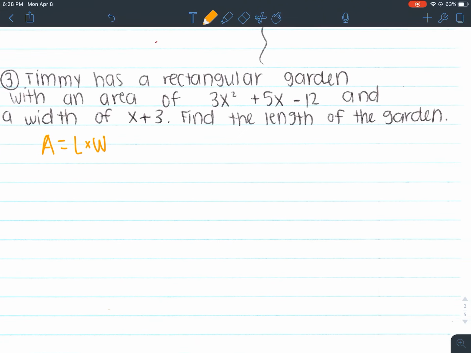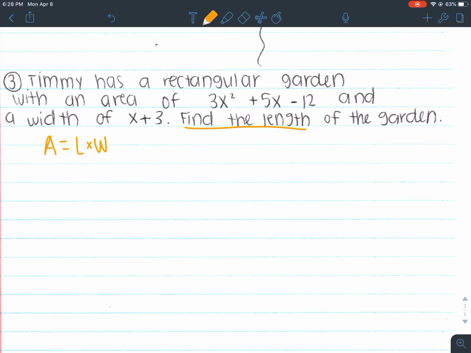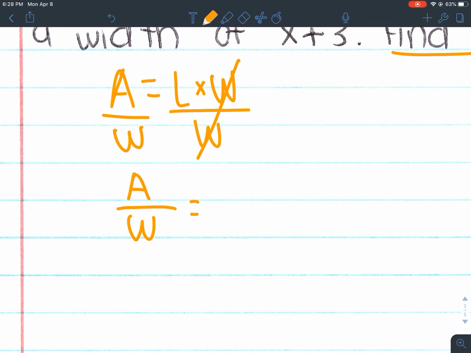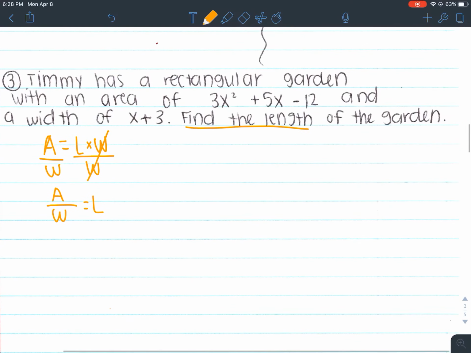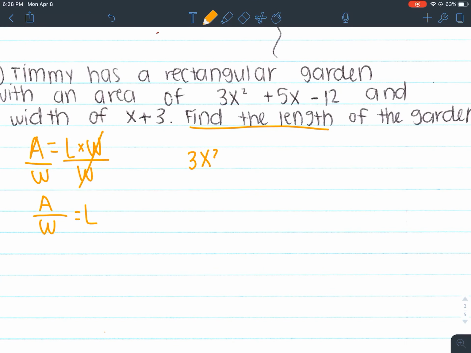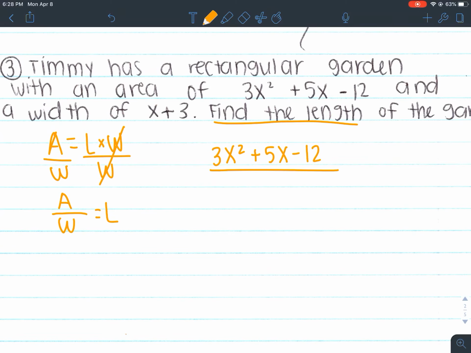Now what am I looking for? It says to find the length. So I'm looking for length here. So to get length by itself, I'm going to divide both sides by w. Area over w equals length. Okay, well, I know the area. The area is 3x squared plus 5x minus 12. And the width is x plus 3.